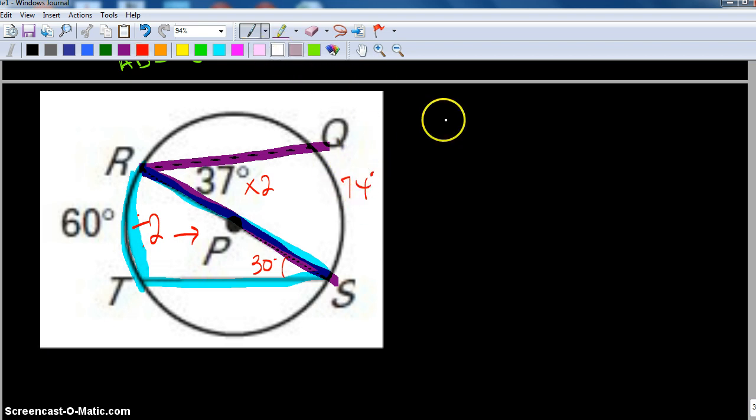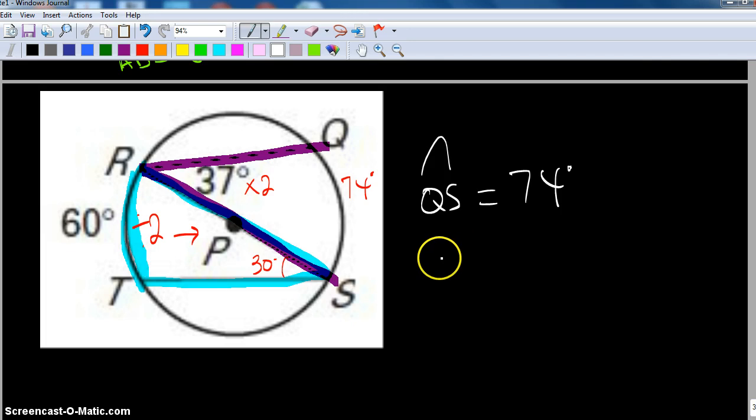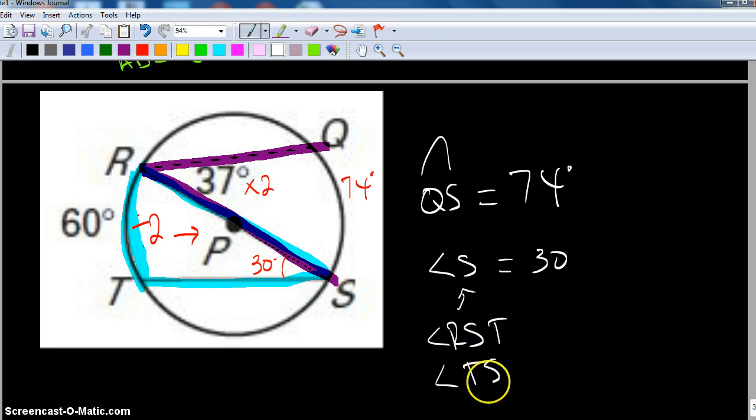So, arc QS is 74 degrees, and angle S is 30. Remember, they don't call it angle S, it'll be angle RST or angle TSR, same thing. And then they're gonna get real fancy and go over stuff like, remember, all this makes 180 from here all the way here. Subtract from 180 and it'll give you this piece right there, and vice versa, but I'm not doing that right now yet, in this question at least.